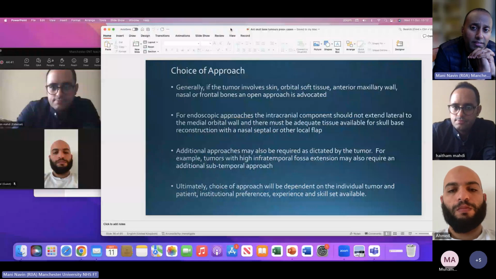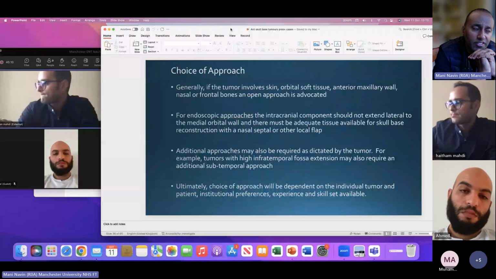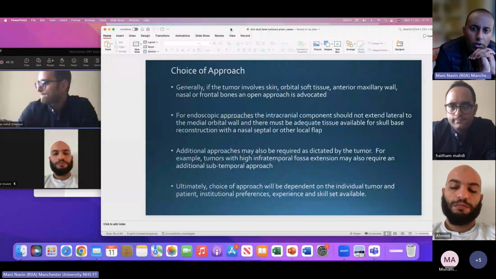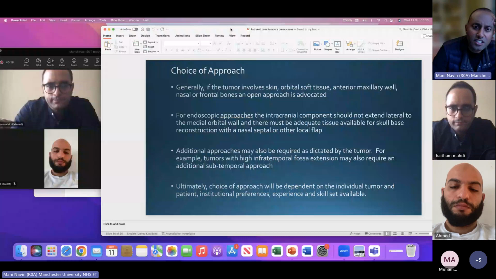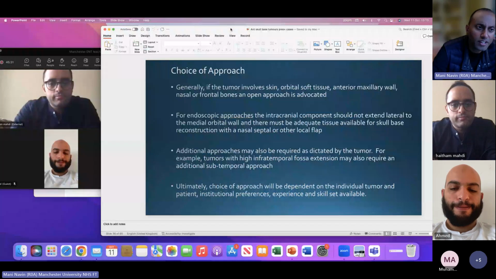If you're going to go endoscopic, then you should have a small intracranial component, not really lateral to the medial orbital wall, and you need tissue for skull-base reconstruction, because remember you're usually not using pericranium then. So you'll need to use a Haddad flap, a nasoseptal flap, to close your CSF leak. There are also additional approaches depending on how large the tumor is. If the tumor has extension into the temporal fossa, you might need other lateral approaches. Ultimately, it's down to the individual, institutional preferences, skill set, etc.